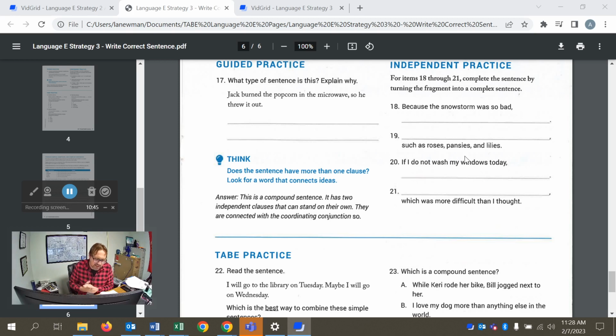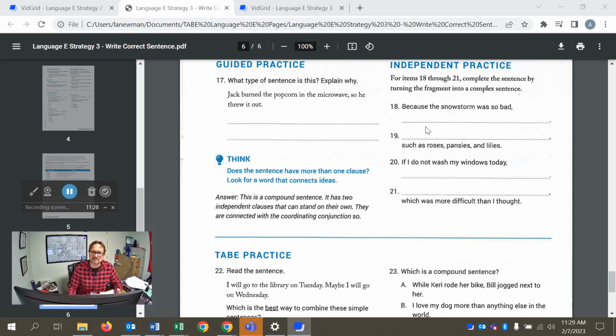So number 18. Because the snowstorm was so bad, we got lost. That's how I completed the sentence. And the subject is we, and the verb is got. We've turned that into a complete complex sentence. Subordinate clause, independent clause. All right, here we're going to need a clause to turn this into a complete sentence in the first place. It's not even a complete clause as written. It doesn't have a verb. So what I wrote was, she loves spring flowers, comma, such as roses, pansies, and lilies.